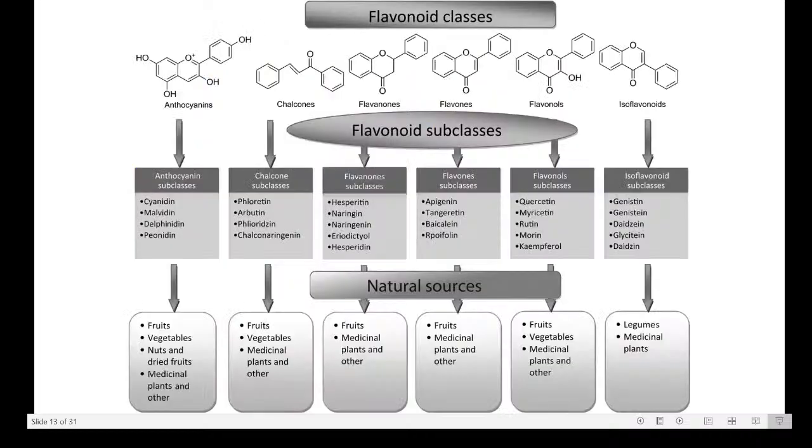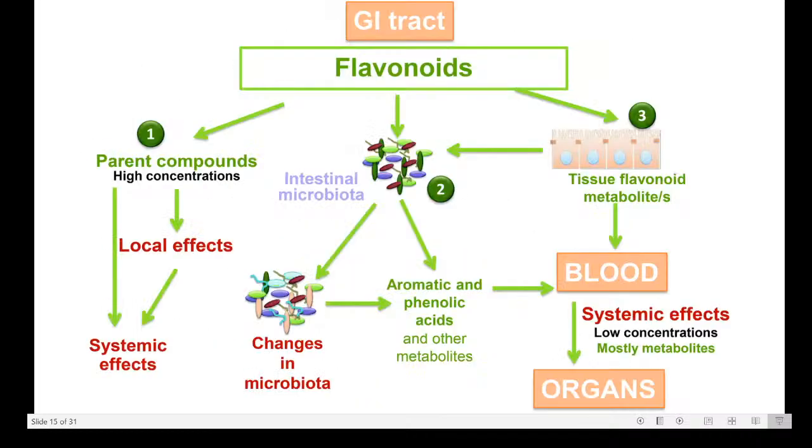Just refer to this: how it reacts, how it helps to cure the disease, how it reaches the bloodstream and the organs. First, the parent compound of phenol is there. In high concentration it enters the bloodstream and creates a systemic effect on proteins. If it enters the intestine, it changes the intestinal microbiota system.